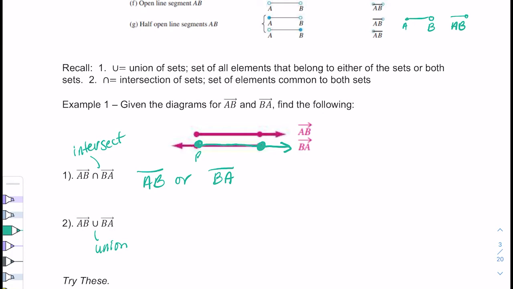And the line that it creates is line BA. Or again, you can call it line AB.